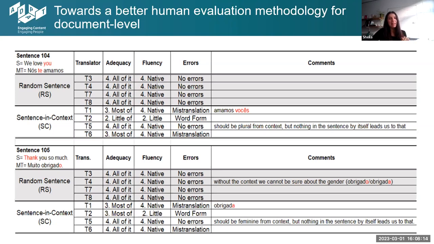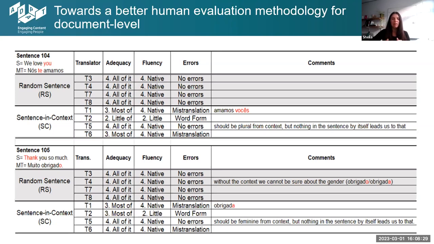And when I gave the same sentence in the sentence in context methodology, now you see the scores. I have 2 threes and 2 fours for adequacy. For fluency, I have a 4. I have a 2 that is very far.